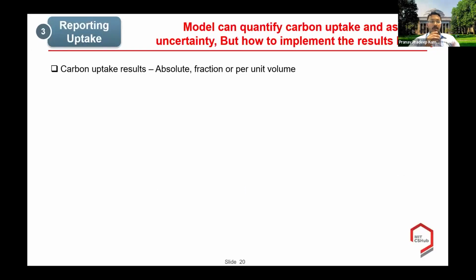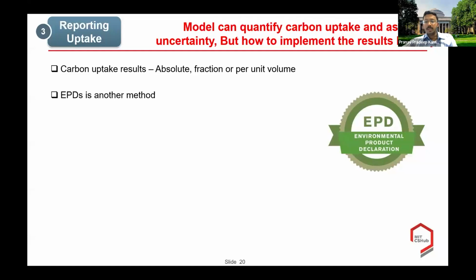And so moving on, in the previous slides, we saw how we can compute the context-specific carbon uptake and report the results as an absolute uptake value or as a fraction or as uptake per unit volume. Another method could be to use EPDs or environmental product declarations of cement-based products as a resource to report the carbon uptake values. And over the past few years, we have seen that EPDs have provided a standardized framework for conducting life cycle assessment of cement-based products, and there is a need in the industry to include the entire building life cycle into EPDs.